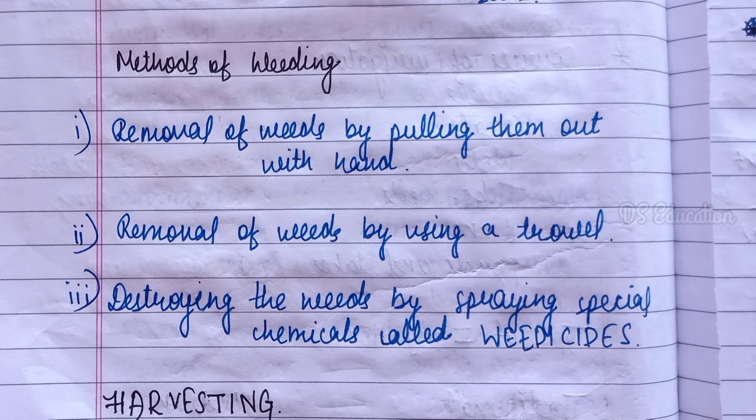Methods of weeding. Removal of weeds by pulling them out with hand. Removal of weeds by using a trowel. Destroying the weeds by spraying special chemicals called weedicides. But remember, sometimes these weedicides also kill our main crop.